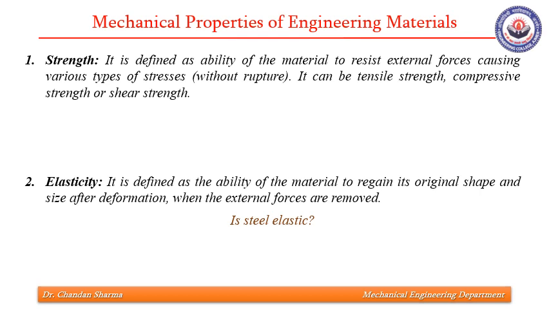Next comes elasticity. It is defined as the ability of the material to regain its original shape and size after deformation when the external forces are removed. Example is a spring. If we apply load on a spring, it will deflect. It will either extend or compress. But as soon as we remove the load, it will regain its original position. So we can say that the material of the spring is exhibiting the property of elasticity.